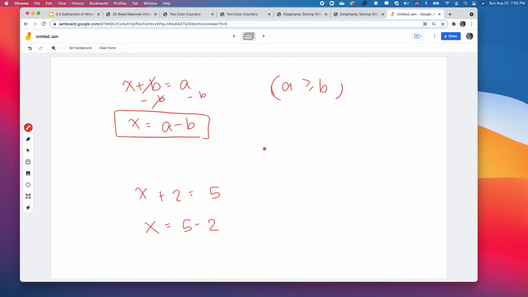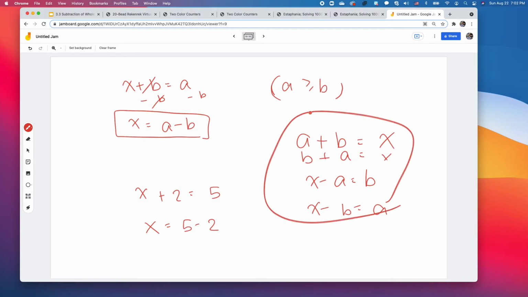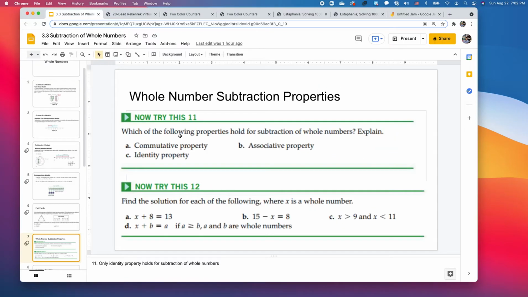Okay, that's the fact family. So you have two whole numbers and you have a third whole number. The relationship here is x minus a is b, x minus b is a, a plus b is x, then b plus a is x. Right? That's the fact family.